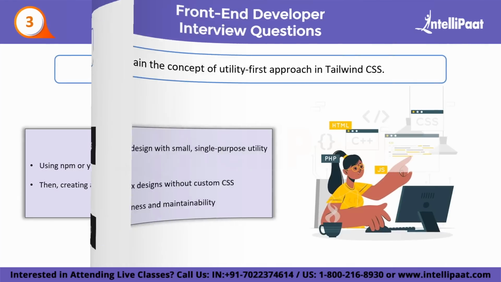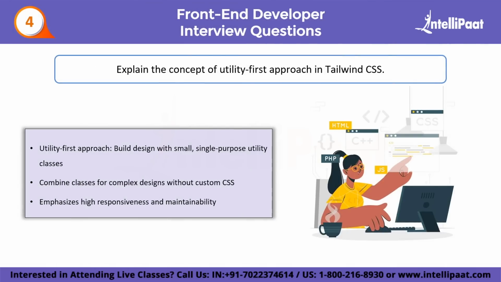Moving on to the next question. Explain the concept of utility-first approach in Tailwind CSS. The answer to this question is, the utility-first approach means that you build your design using small, single-purpose utility classes. These classes can be combined to create complex designs without writing custom CSS. It promotes a highly responsive and maintainable code base.